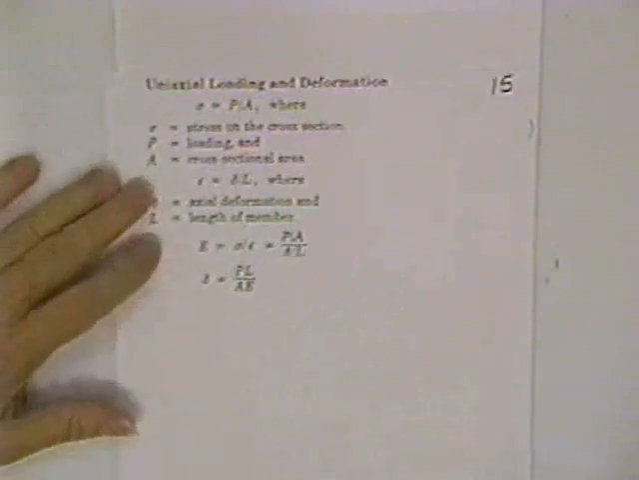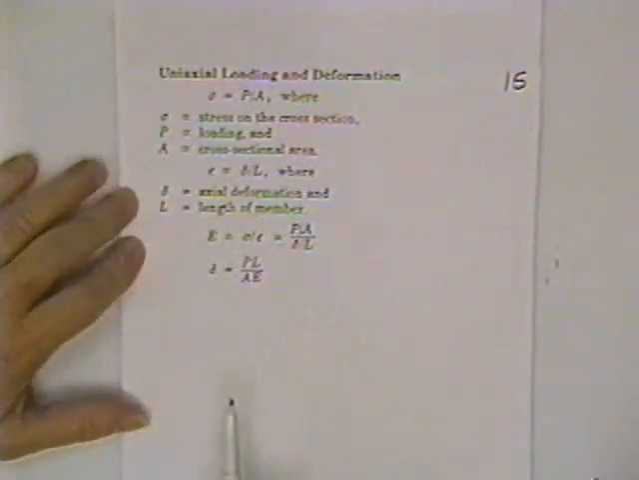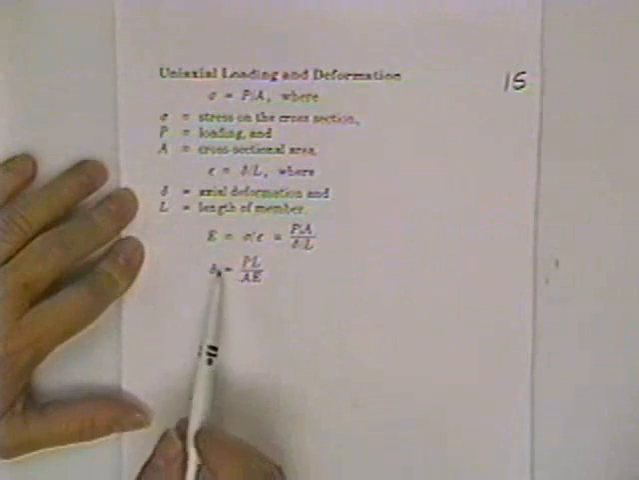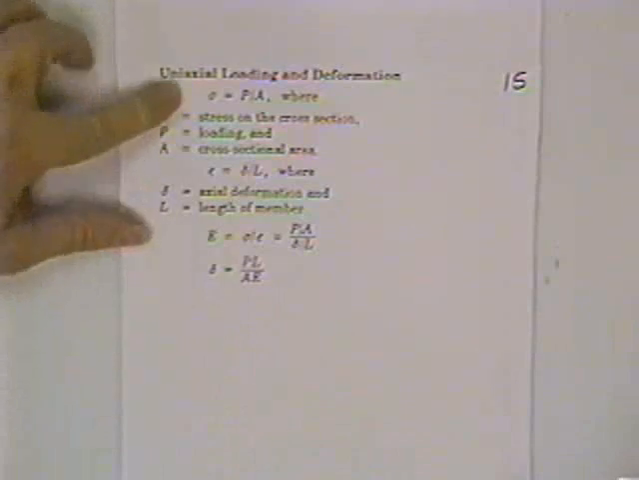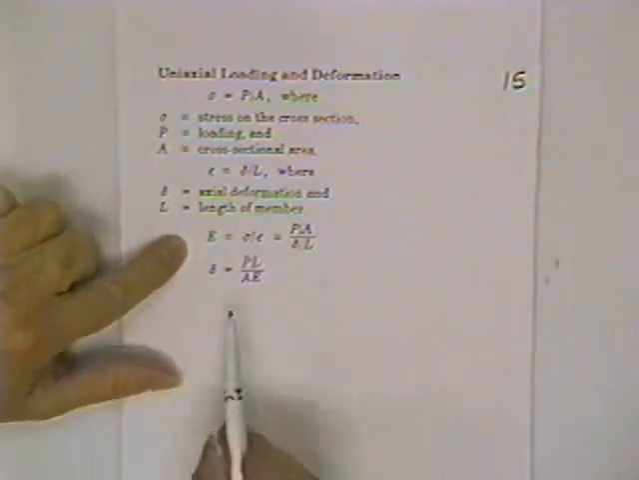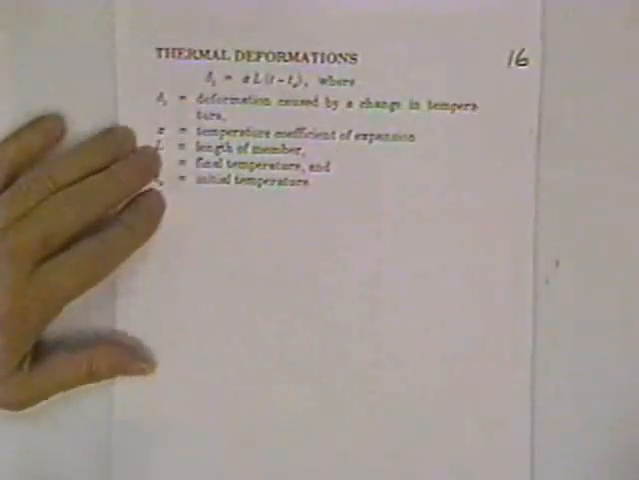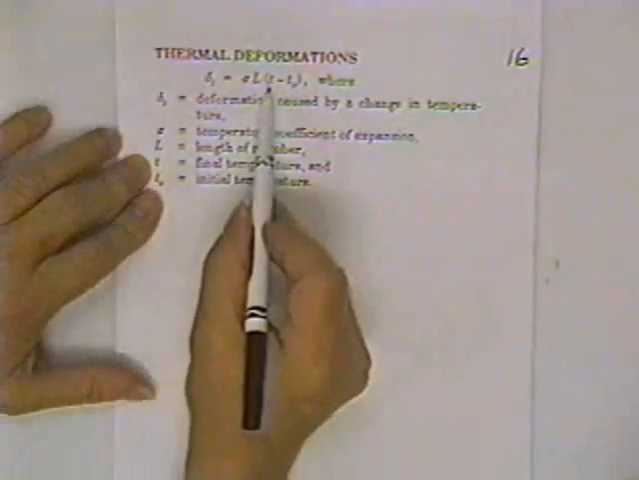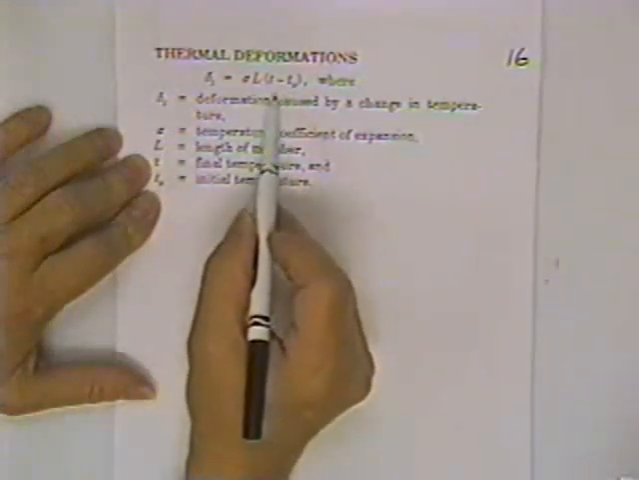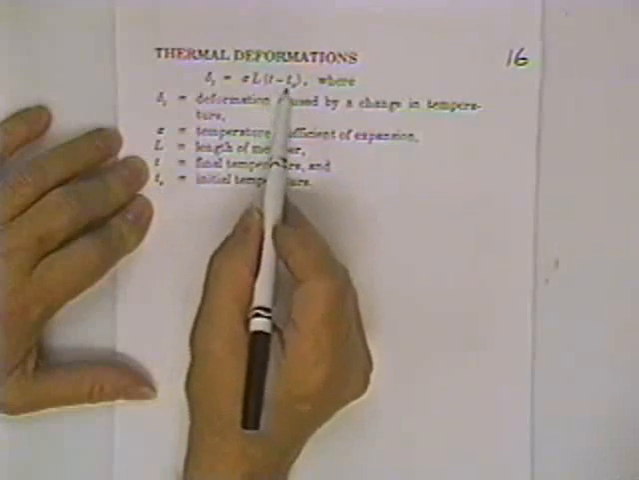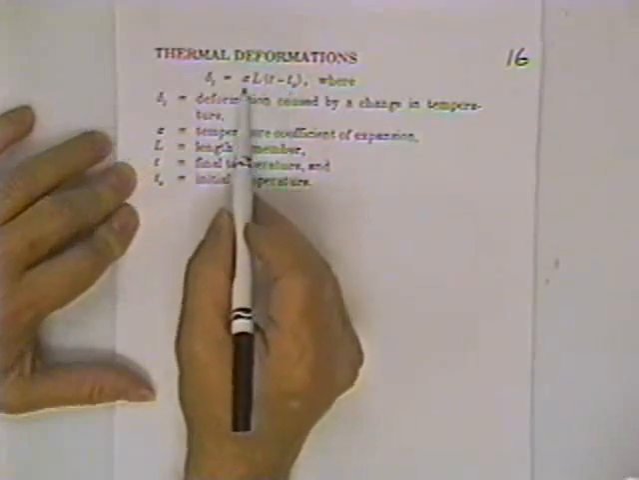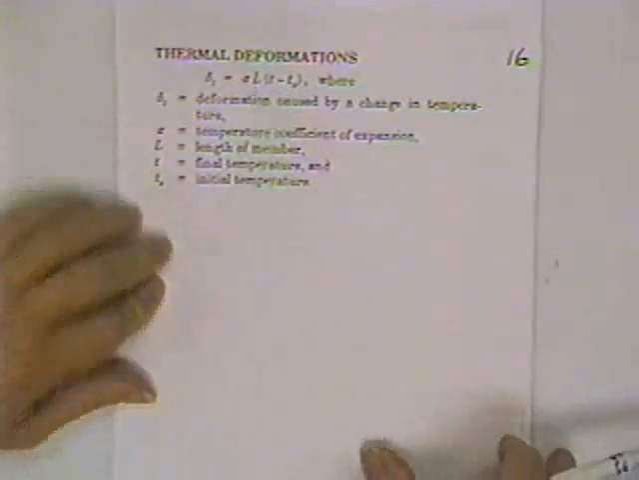He has a section on uniaxial loading and deformation. This is where you'll find the equations in the reference handbook that we just covered. Stress equals load over area, and deformation is PL over AE. Here is his version of thermal deformations. Instead of using delta T as a change in temperature, he uses T now minus T when we started, and he has the same alpha and original length.